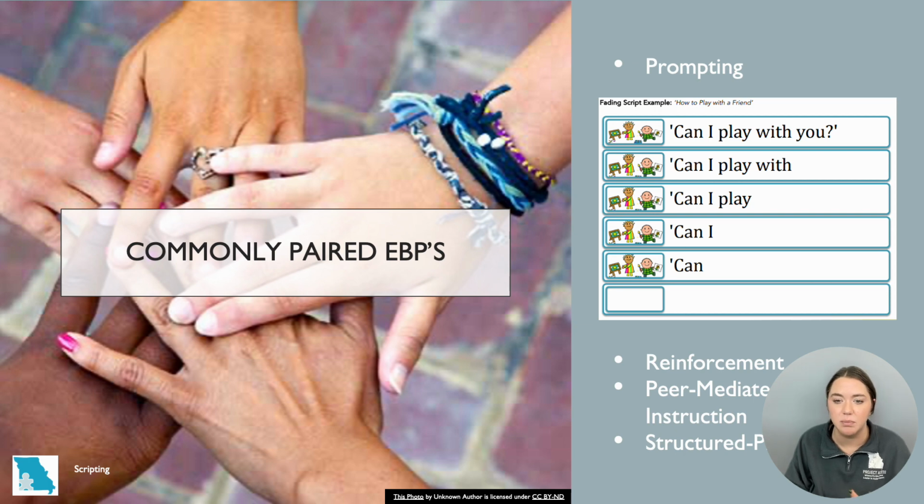Peer-mediated instruction and structured playgroups are just the use of peers in teaching these skills. So again, if we're wanting to practice appropriate social interactions, you can set up contrived scenarios where the learner has the opportunity to practice their skill and be reinforced in it. And it's more setting up the opportunity or providing that learner with the opportunity using same age or similar peers.